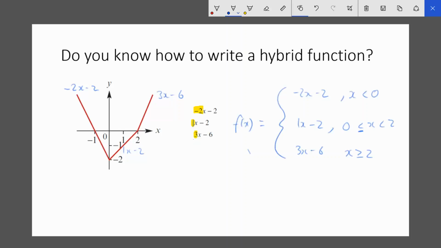Voila, that's my hybrid function. Hands up if you got that correct. Fantastic. Any questions? Yes?